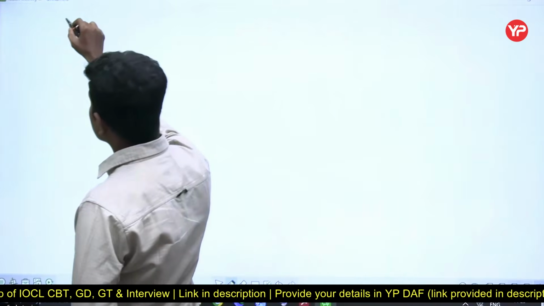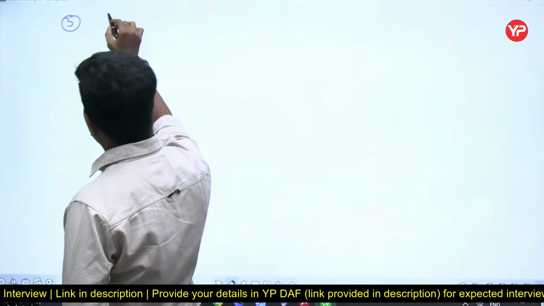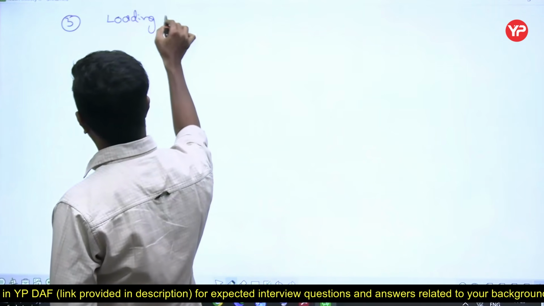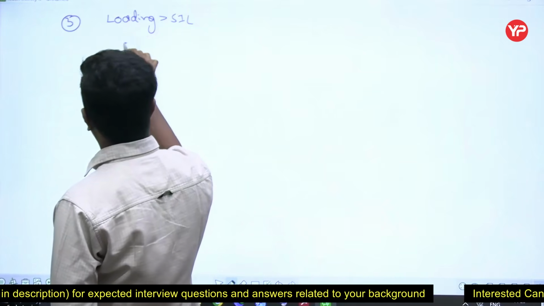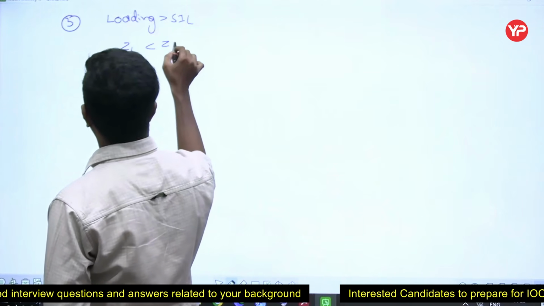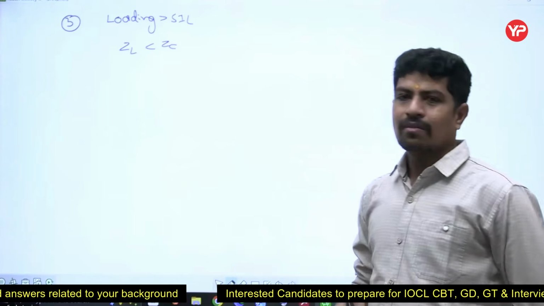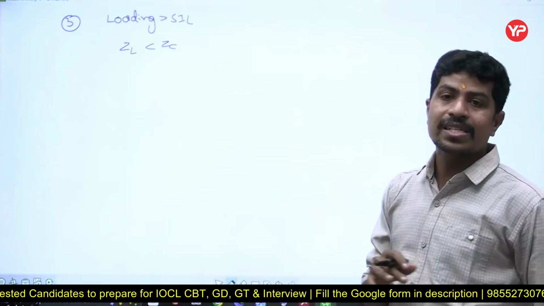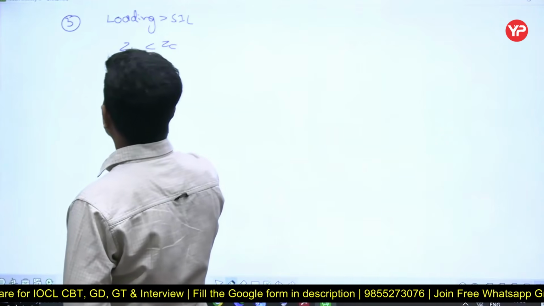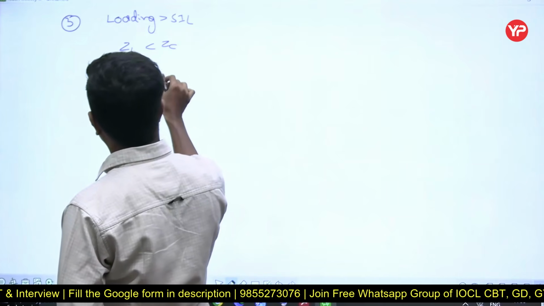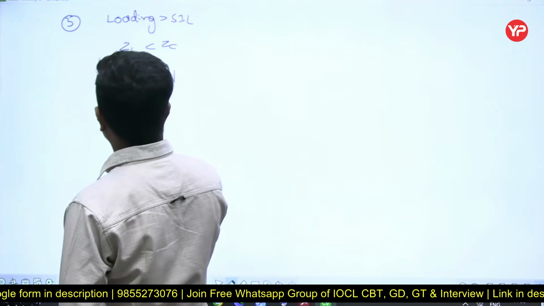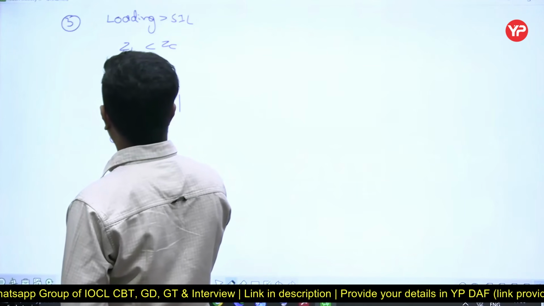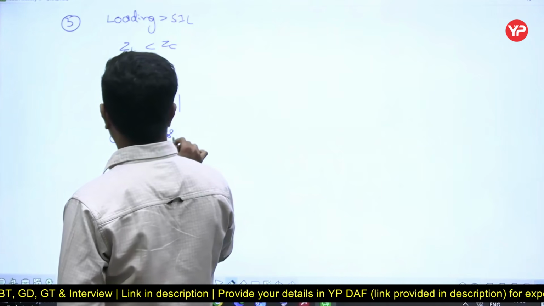So the third one is if loading is greater than surge impedance. Means what? ZL is less than ZC. Load is high, impedance is low, because our load is V square by Z, we have to put always by, because always we connect our loads in shunt, not in series. Right? Then receiving end voltage is less than sending end voltage. Receiving end current is going to be more than sending end current. And receiving end power factor is less than sending end power factor.